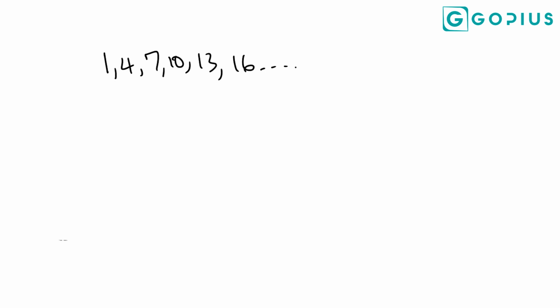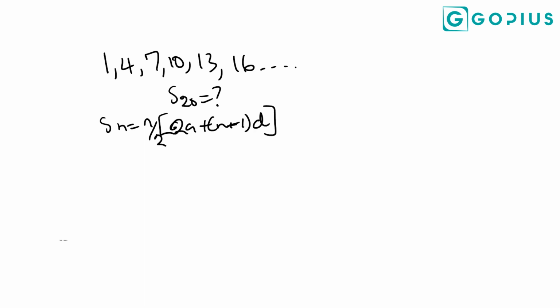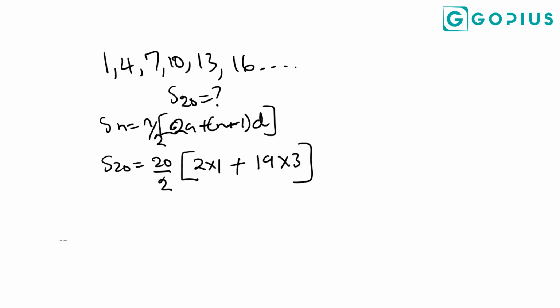Maybe the question is for us to find the sum of the first 20 terms. So we're looking for S20, sum of the first 20 terms. All right, so we know that Sn is given as n over 2 into 2a plus n minus 1 d. So we have S20 as 20 divided by 2, that's n over 2 into 2a. Our a is 1, so we have 2 times 1 plus n minus 1, that's 20 minus 1, 19d, and d of course is our common difference, which is 3.